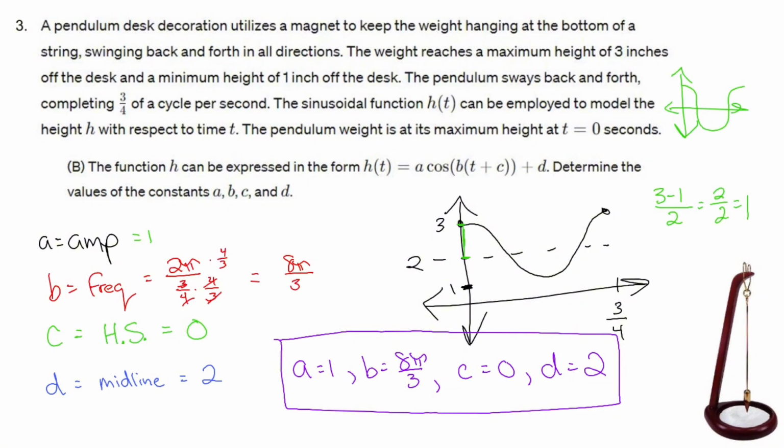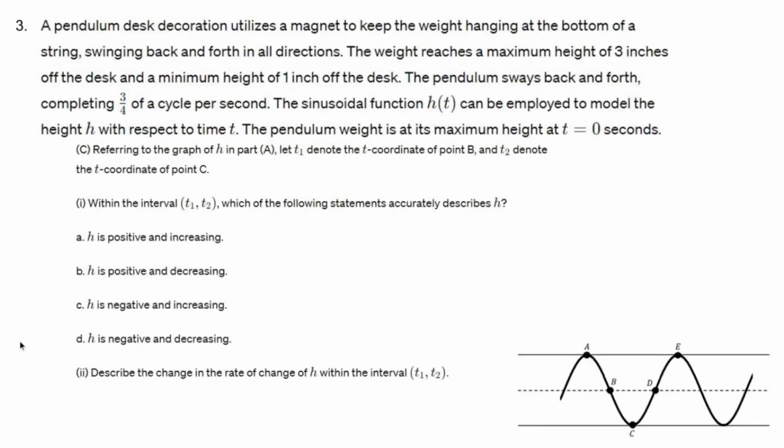And that's part B. Part C has us referring to the graph in part A. Great, so I have that back. Let T sub 1 denote the T coordinate of point B. So you are also T sub 1. And T sub 2 denote the T coordinate of C. All right, so that's T sub 2.